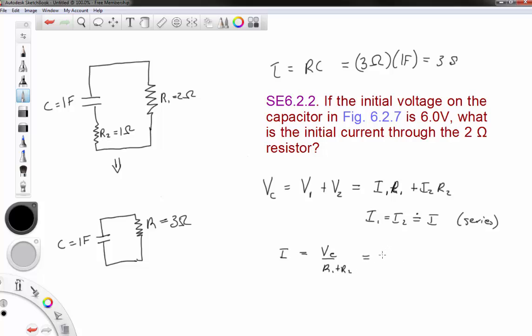And so in this case, we're talking initial current, so we can in fact use a subscript I for initial, and the equation is otherwise unchanged. 6.0 volts divided by 3 ohms, because it's 2 ohms plus 1 ohm. And so that gives us 2 volts per ohm, or 2 amps. So that's what our initial current is through each of the 2 resistors, and total through the resistors.